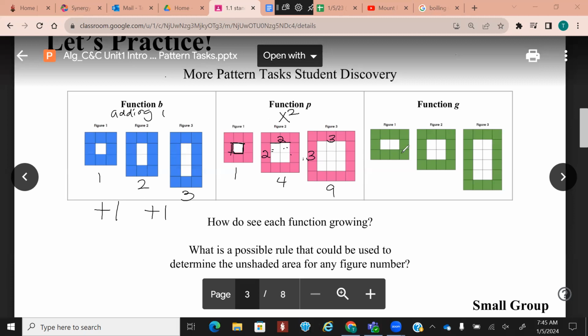All right, function G is a little tricky to see as well. We started off with 2, right? And then we went to 4. And then we went to 8. So what are we doing each time? Multiplying by 2.